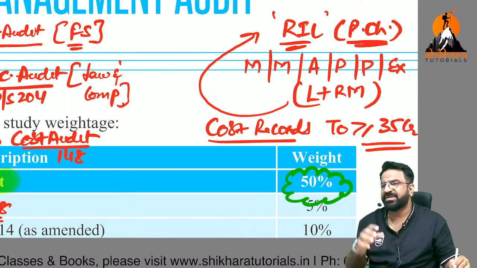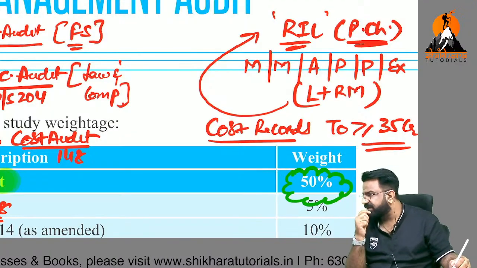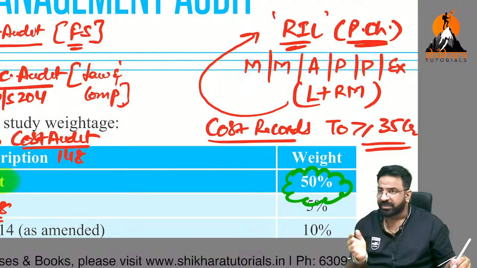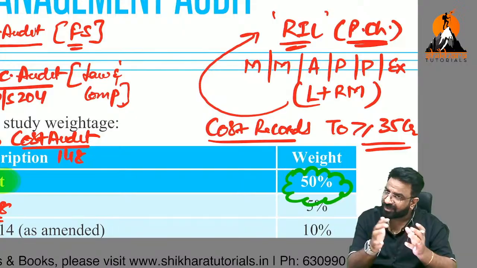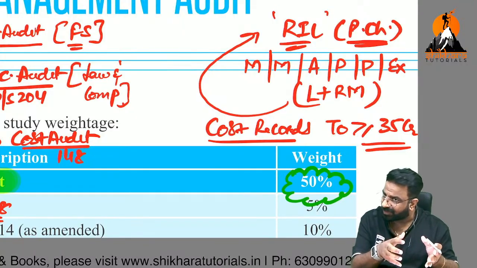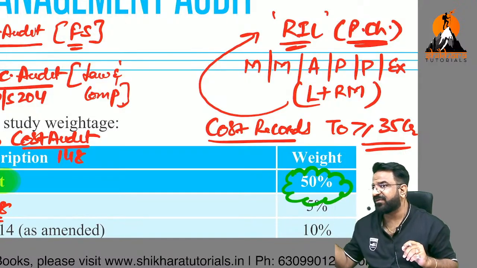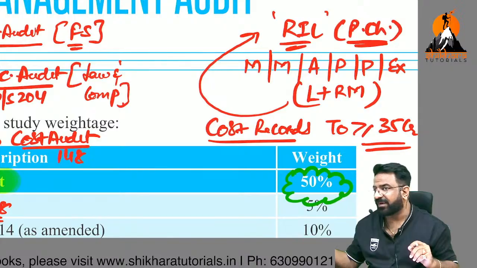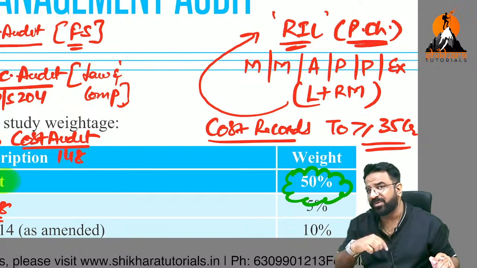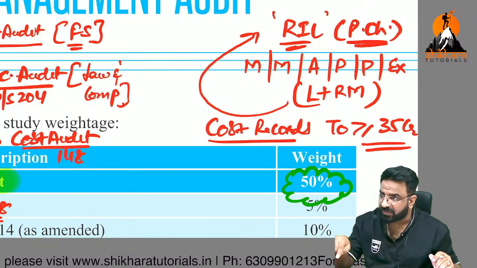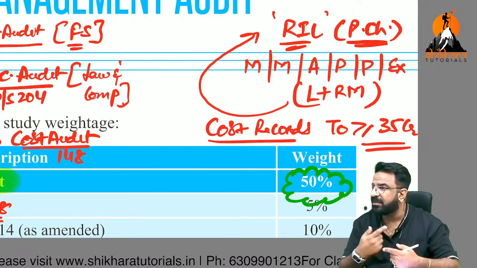35. Now please tell me which financial year is going on right now. 25, 26. So in 25, 26, do I have to start maintaining cost records as Reliance Industries Limited or not? That depends upon my turnover in 24, 25, the preceding financial year, which ended 31st March 2025. My turnover should be greater than or equal to 35 crores. Then in 25, 26 I will start maintaining cost records.